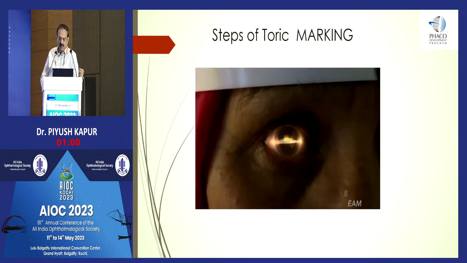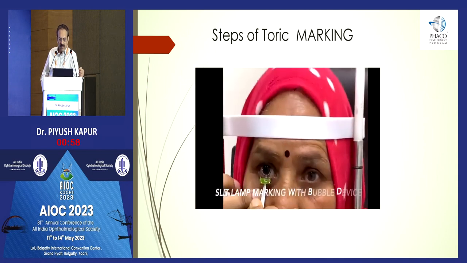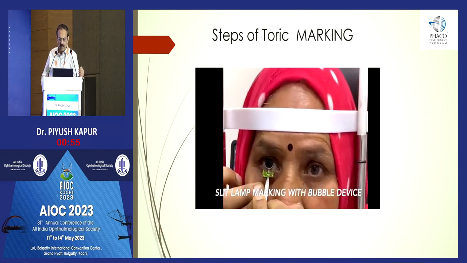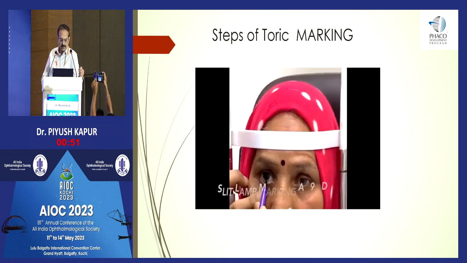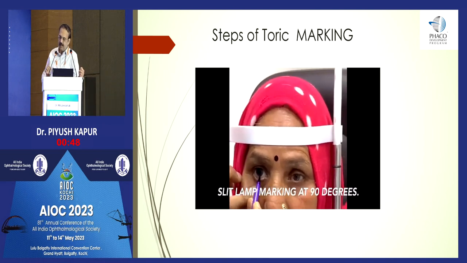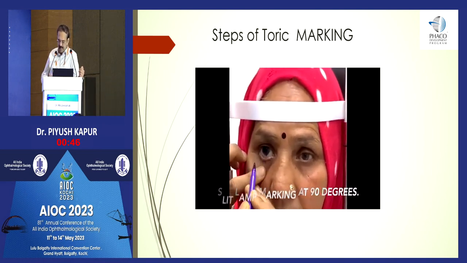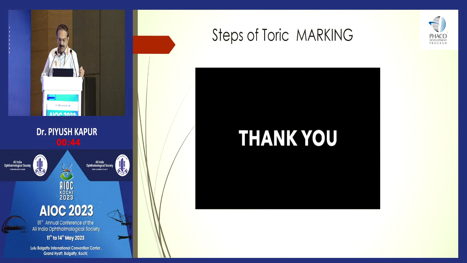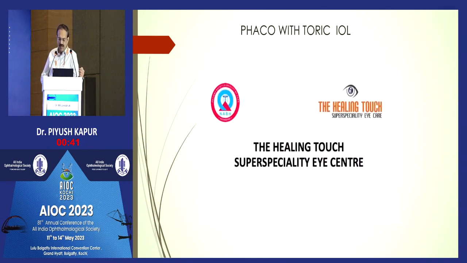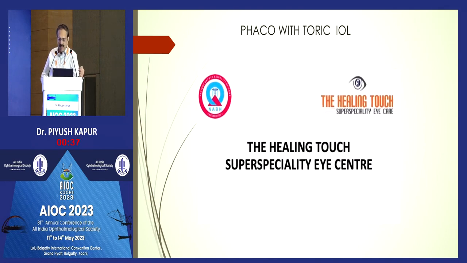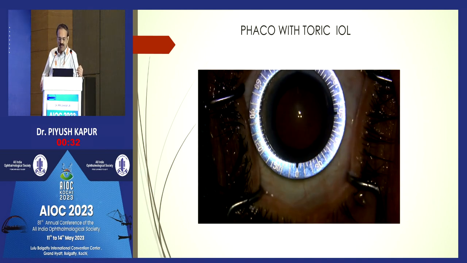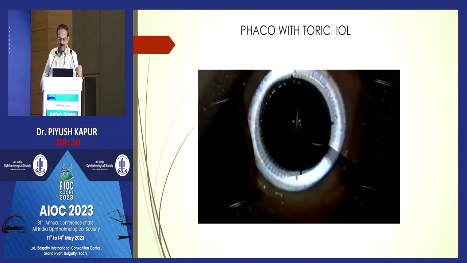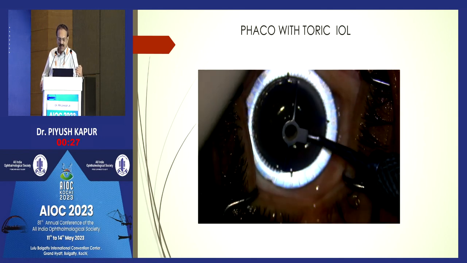Either I use a bubble marker or a single pin. Here, first I am using a bubble marker and getting the 180 and the 90 points aligned. And this is a single pin alignment where I just see the 90-degree mark and put it with the pin. Depending upon the patient's cooperation, I select how to go about it. Once having marked in the OPD, we take up the patient for surgery and, on the desired axis, give the marks where the lens has to be aligned.